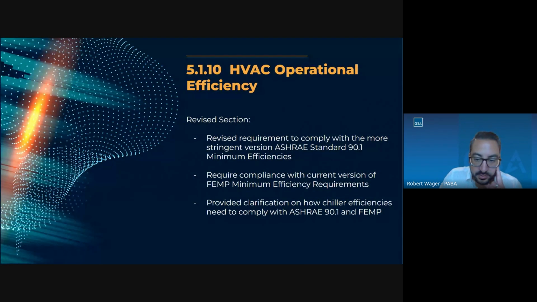And the last performance section update is HVAC operational efficiency. We revised the requirement to comply with the more stringent versions of ASHRAE Standard 90.1 minimum efficiencies, and provided clarification on the FEMP minimum efficiency requirements and what's required to be complied with in 90.1 and FEMP. This has been a question that has come up a lot, or a comment that we've seen on many projects that are installing new equipment like this. So we just want to offer more guidance with that in P100, so we updated the section accordingly.